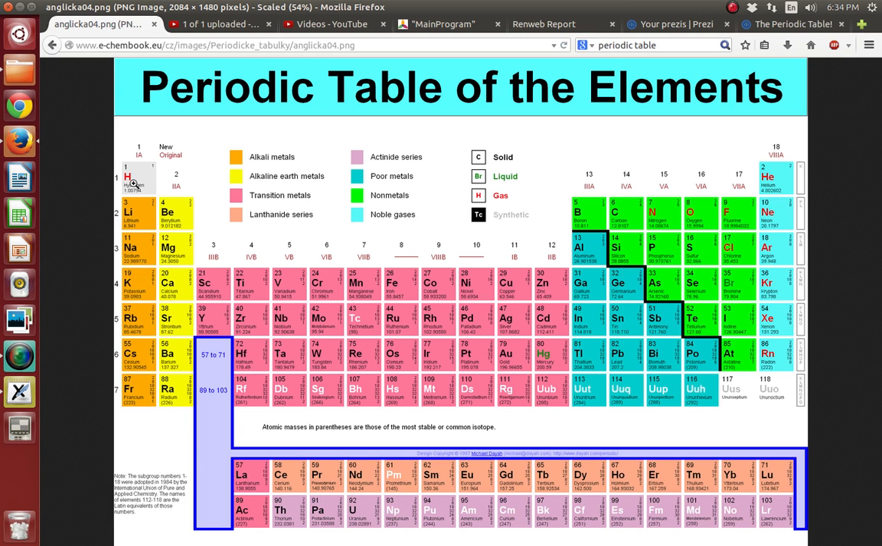There's 17 protons, there's 2 in the first energy level, there are 8 in the second energy level, and there are 7, 1, 2, 3, 4, 5, 6, 7 in the third energy level. 7 valence electrons.